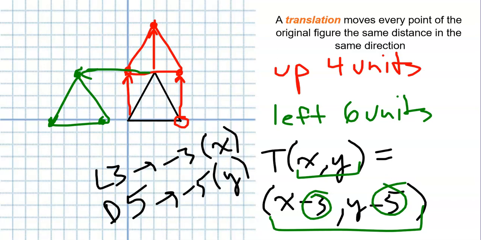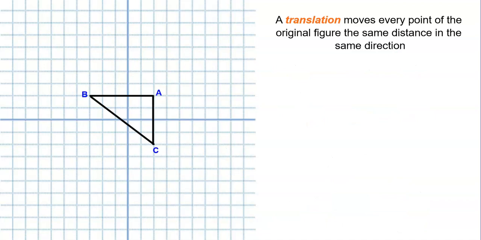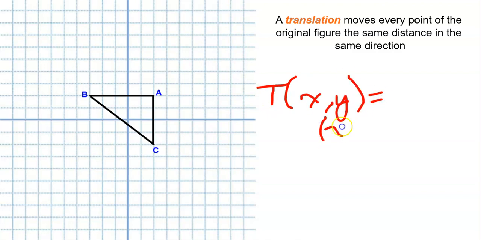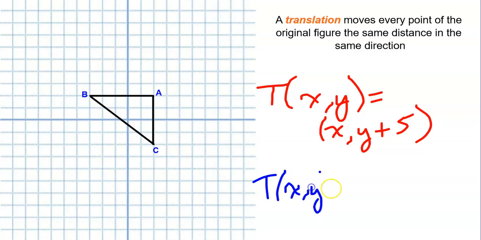So now that we know how to actually notate a translation and how to actually perform a translation, let's go ahead and give you a chance to do that for yourself. You're going to do two translations here. The first is going to be T of (x, y) equals (x, y + 5). And the second we will call T of (x, y) equals (x + 1, y - 1).